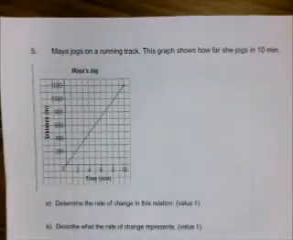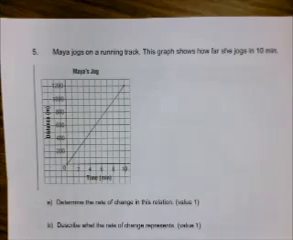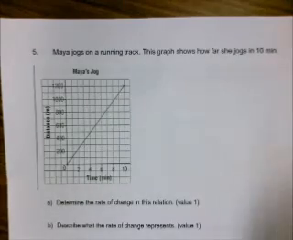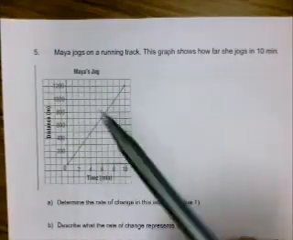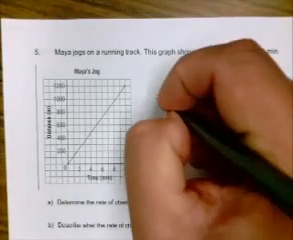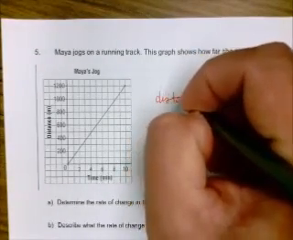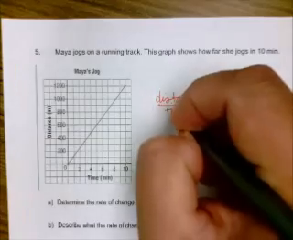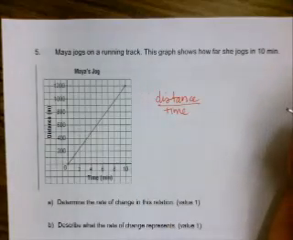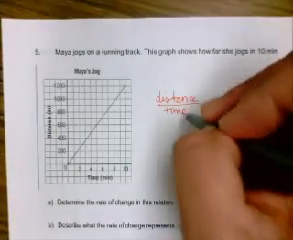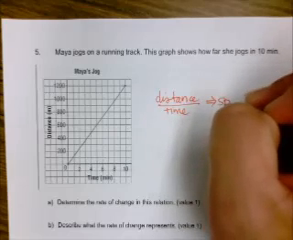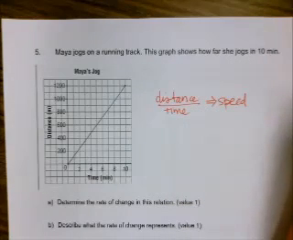All right. Maya jogs on a running track. This graph shows how far she jogs in 10 minutes. Okay, so whenever we have a distance over time, what is that? Distance over time. Now, how many of you had science before this all went down? You know that a distance over time is what? Speed. This is a speed graph. Okay, it's a very common kind of graph.